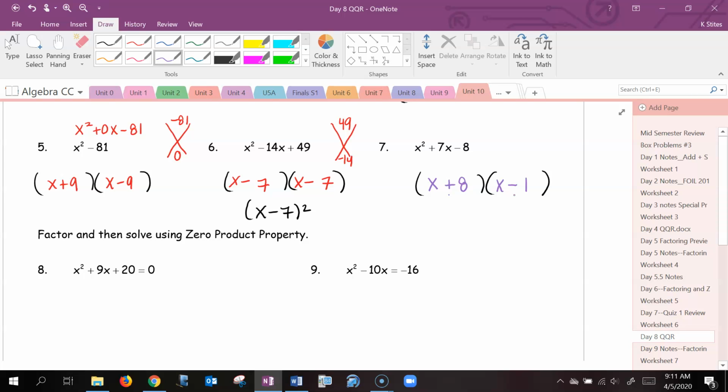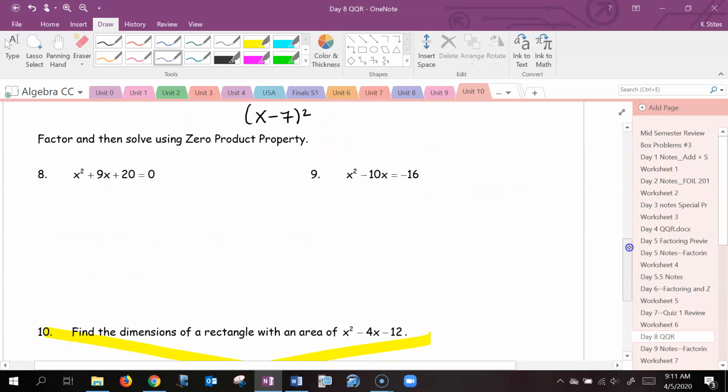Now, if we come on down to the last two that we're going to do, you'll notice that we have an equal sign. So now we are both going to factor, and then we are going to solve using zero product property. So we are going to go ahead and combine both of these steps this time. Okay, so step 1 is to make sure you have an equal 0, which we do in this problem. The next step will be to factor it.